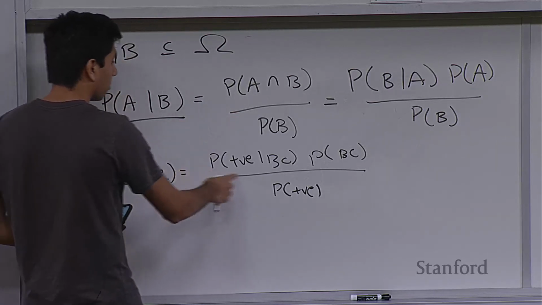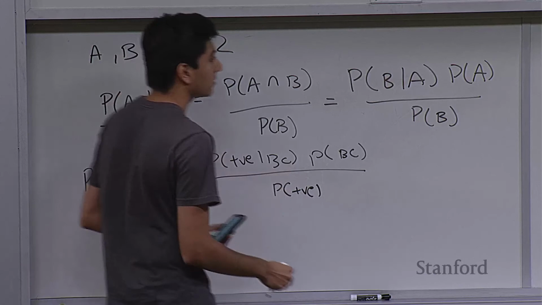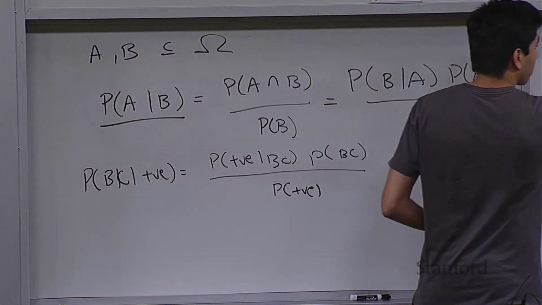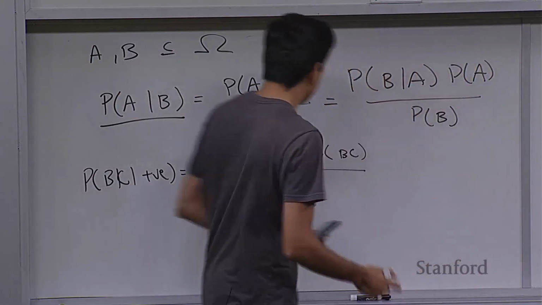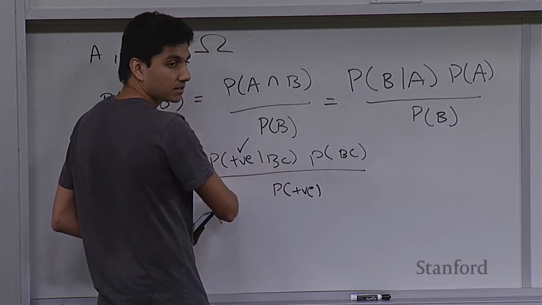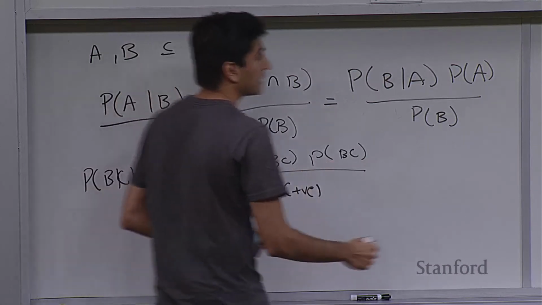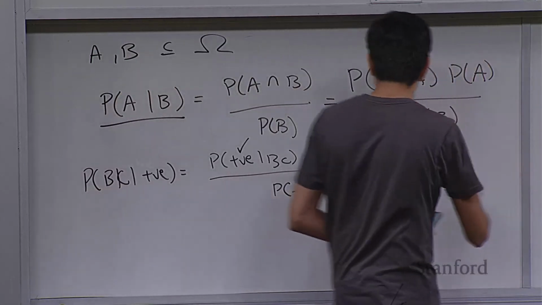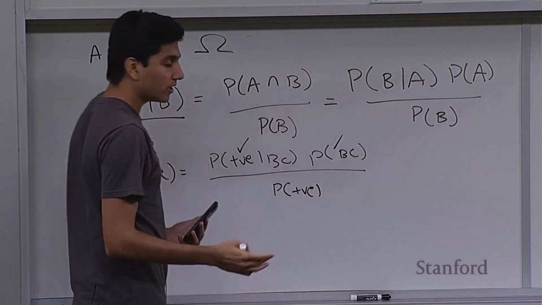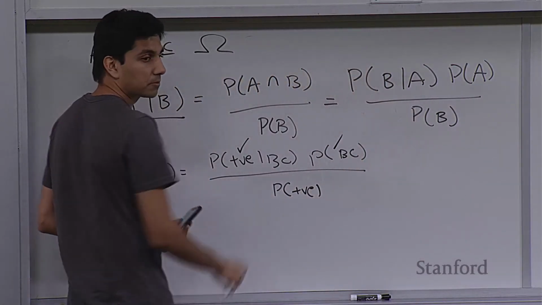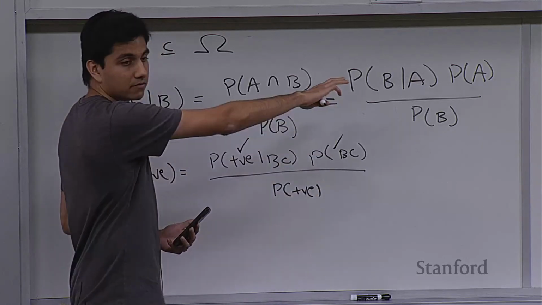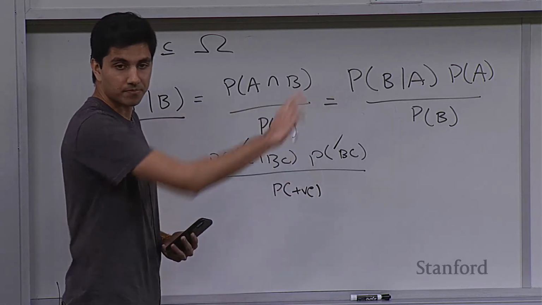We are given the probability of positive given breast cancer. If the woman has breast cancer, the probability of a positive result is 0.9. So we already have this number. We're also given the probability of breast cancer: 1% of women have breast cancer. So we already have this number. The question then is, how do we compute the probability of a positive result? We don't have that directly from the given information.